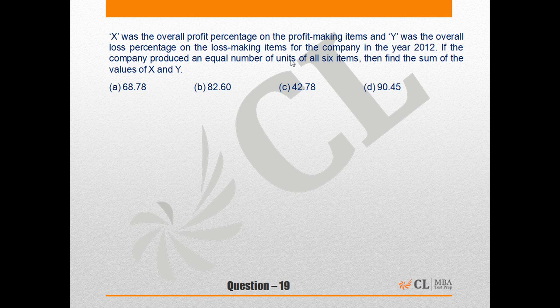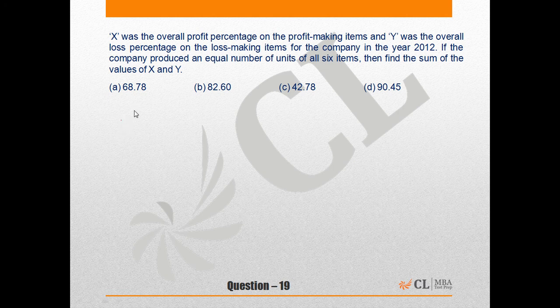Next, X was the overall profit percentage of the profit making items and Y was the overall loss percentage on the loss making items for the company in the year 2012. If the company produced an equal number of units of all the 6 items, then the sum of the values of X and Y. Let's see. Look, company is producing equal number of items for all the 6 items. So I should assume that x units of each item is produced. Now, I have to calculate X and Y.